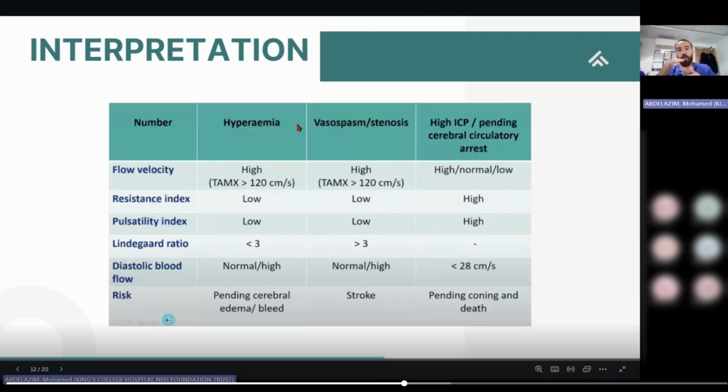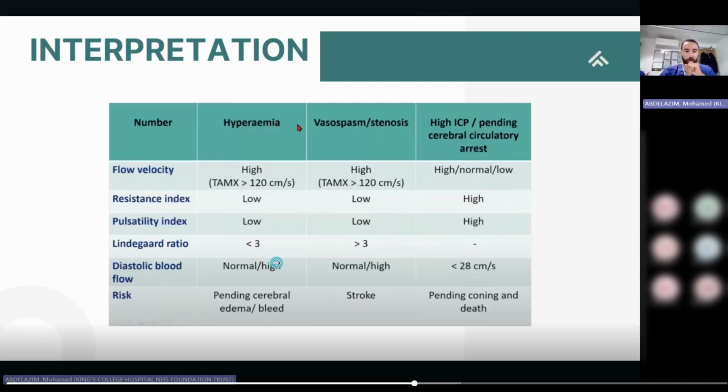And then if you put the MCA values over the ICA values, in hyperemia the ratio will be less than 3, because the difference is not great. But in vasospasm, because you've got high velocity in the MCA compared to the ICA, the difference will be quite high. It should be more than 3, and then you can actually differentiate between both states.